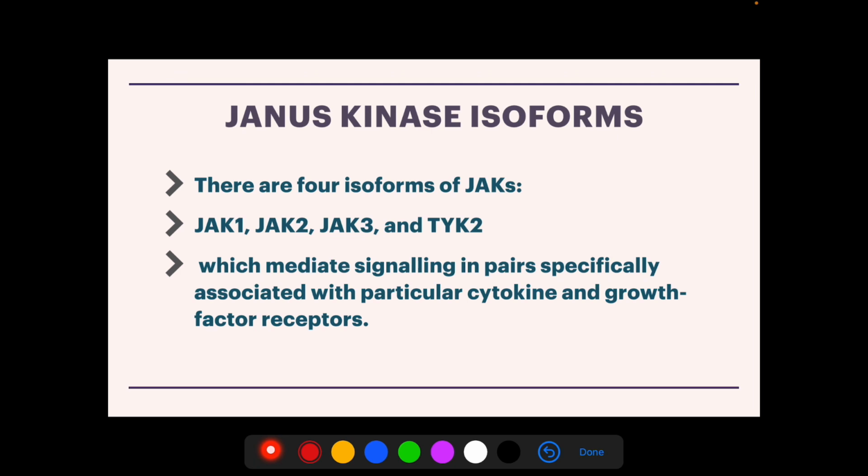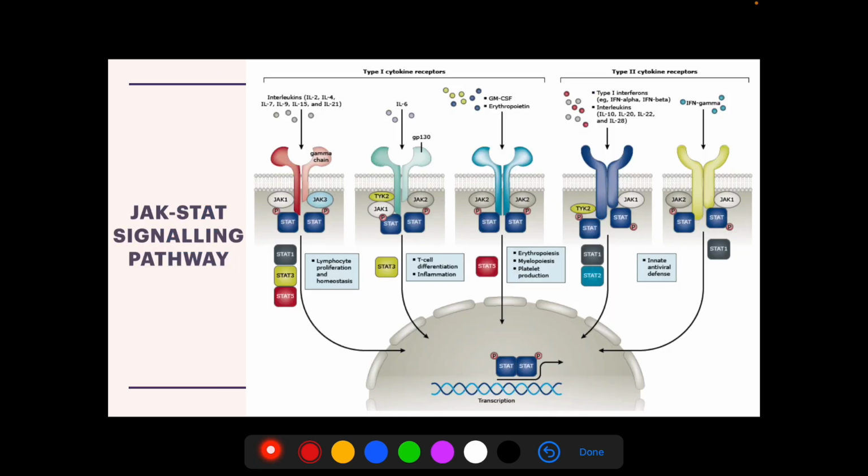Janus kinase isoforms. There are four isoforms of Janus kinases: JAK1, JAK2, JAK3, and tyrosine kinase 2, which mediate signaling in pairs specifically associated with particular cytokine and growth factor receptors. So, how does the Janus kinase signaling pathway work? First of all, there are two types of receptors: type 1 cytokine receptors and type 2 cytokine receptors.